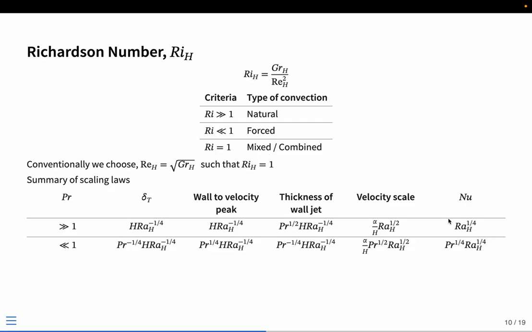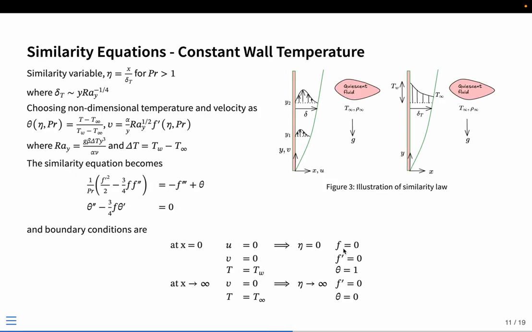These are different scalings that you would obtain for different values of velocities, and this is the thermal boundary layer thickness, and then you have the wall to velocity peak distance, which is basically the delta nu that I have been discussing a little time before. Then the velocity magnitude, the Nusselt number correlation, and the scaling relations, but we still do not know what the actual constant values are. So that's where the next thing comes.